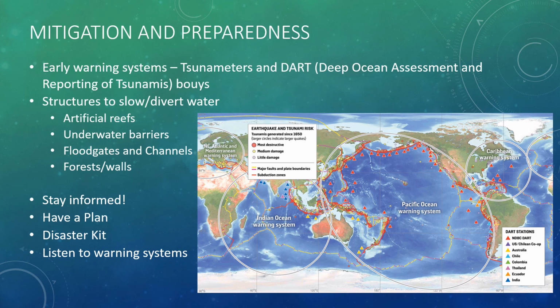There are structures such as artificial reefs, underwater barriers, floodgates and channels, and walls that have been created to help slow the advancement of a tsunami wave. If you live near the coast, it is best to be prepared. Stay informed, listening to warning systems, have a plan and a disaster kit, and be ready to leave in case of an emergency.